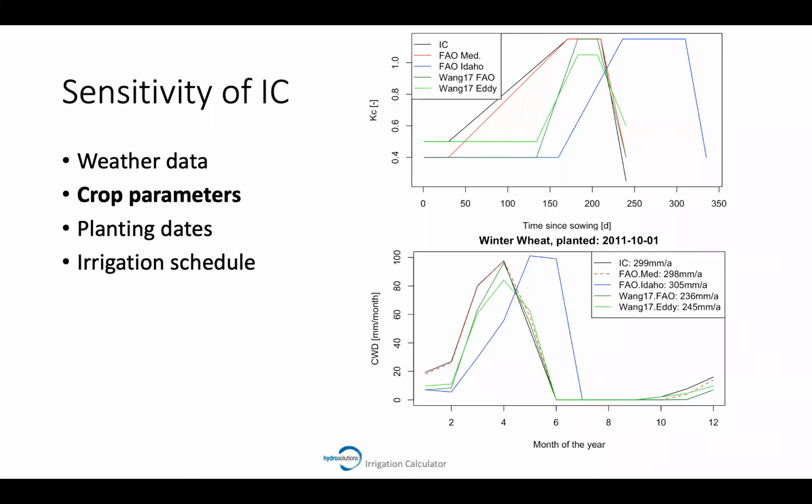So we wanted to see how bad this is for the irrigation calculator's performance if we use different kinds of crop parameters. We compared the default crop parameters from FAO with ones from the literature that are specific to the North China Plain. Here is the example for winter wheat. And surprisingly, also here, the impact is within the model uncertainty. So it's within one irrigation event approximately.